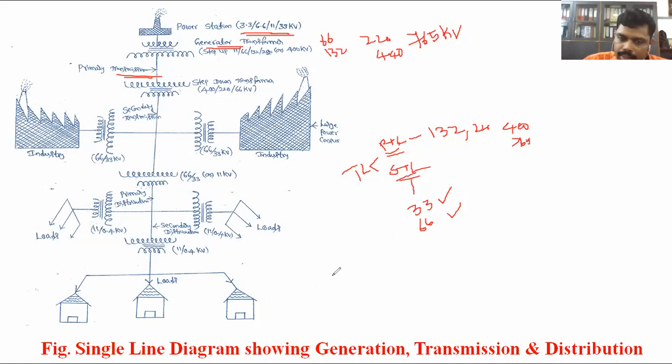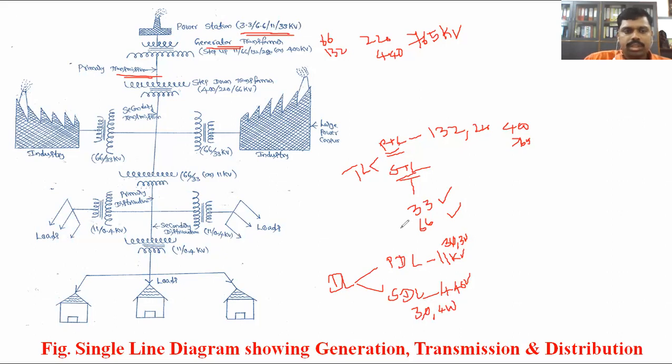Similarly, the distribution line is again classified into two types: one is the primary distribution line, another one is the secondary distribution line. In the primary distribution line, the operating voltage is 11 kV. In the secondary distribution line, the operating voltage is 440 volt. The primary distribution line is a three phase, three wire system. The secondary distribution line is a three phase, four wire system.